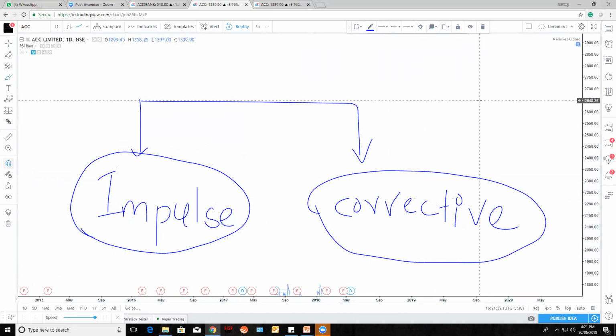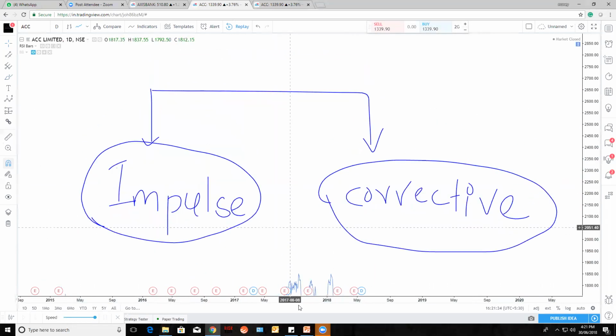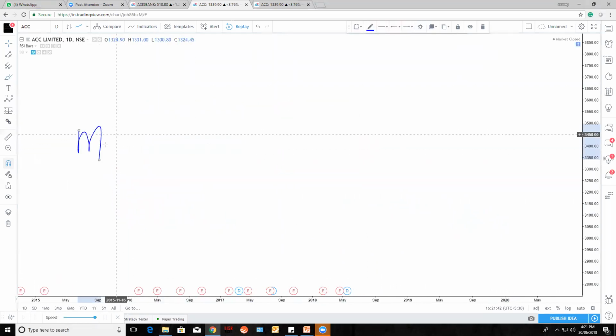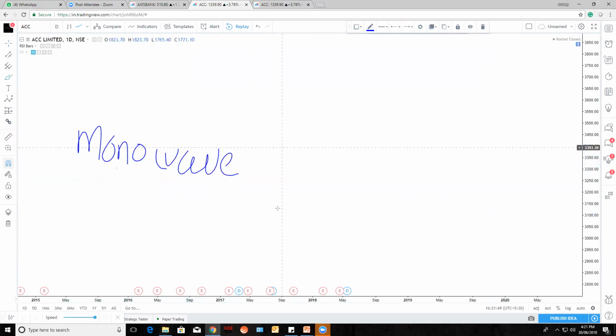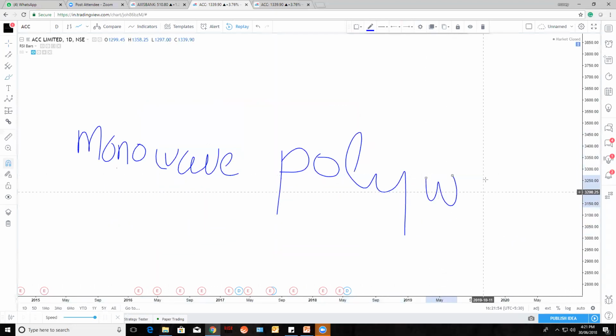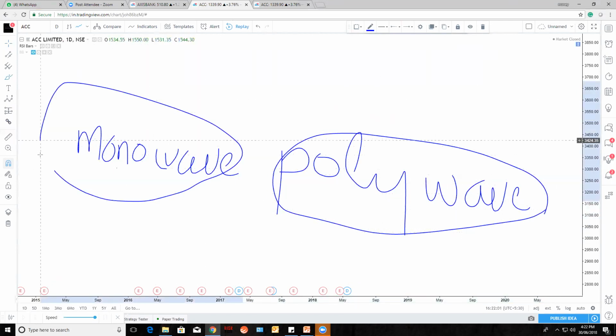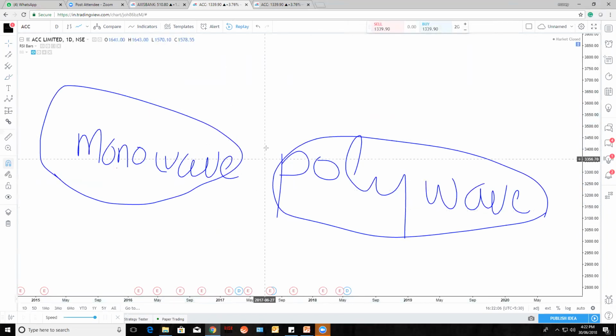Before going to what the impulse and the correction are, I need to add one more concept, which is called a mono wave or a poly wave. Let's say this is a mono wave. What is the mono wave and what is the poly wave? Mono wave is nothing but a simple wave. What is a simple wave?